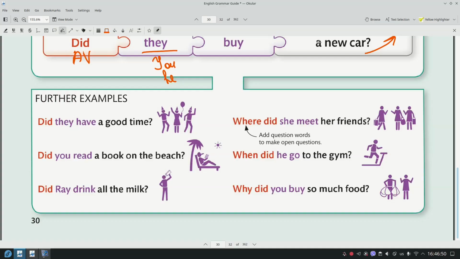Let's practice a little bit with the further examples. Did they have a good time? Did you read a book on the beach? Did Ray drink all the milk? Where did she meet her friends? When did he go to the gym? Why did you buy so much food?